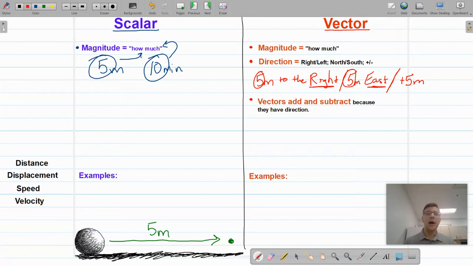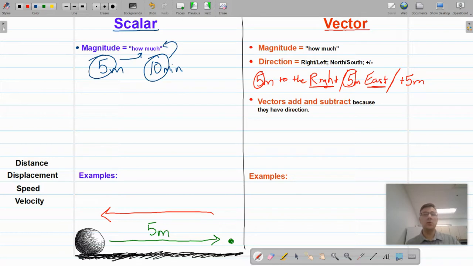Now, because vector quantities have direction, they can add and subtract. Let's say the ball moves to that green dot and then somebody pushes it back, so it goes back to its original position. How much did it move in total? The total distance that it moved in that case would be 10 meters. It went 5 meters to the right and then 5 meters to the left, so our total distance there would be 10 meters.